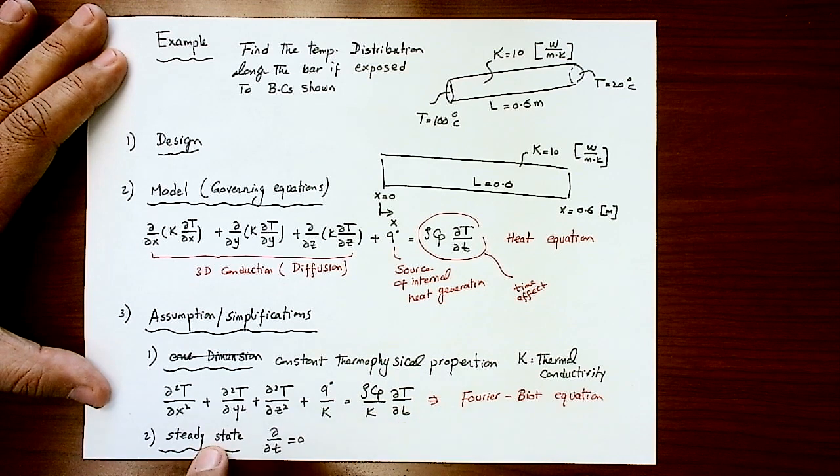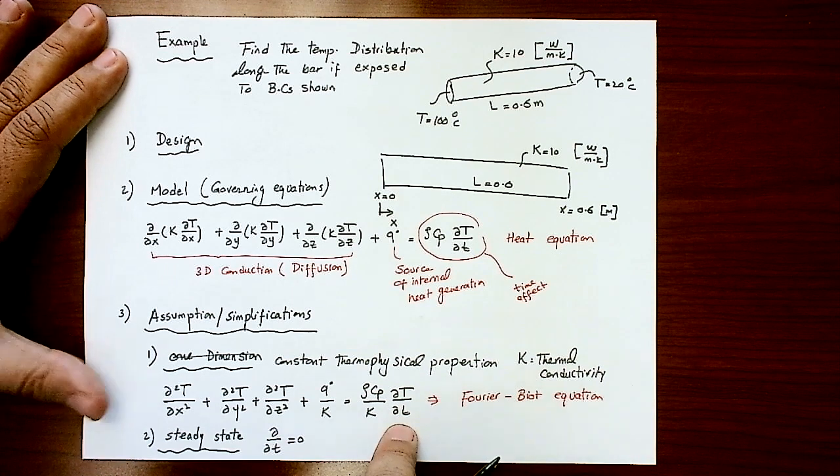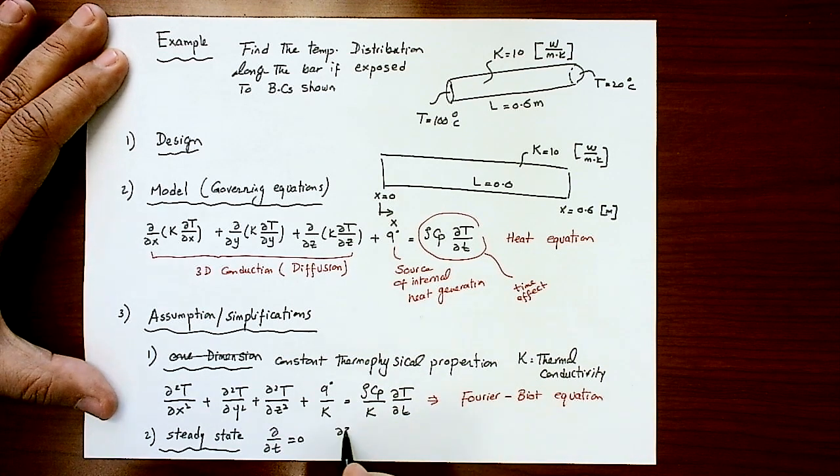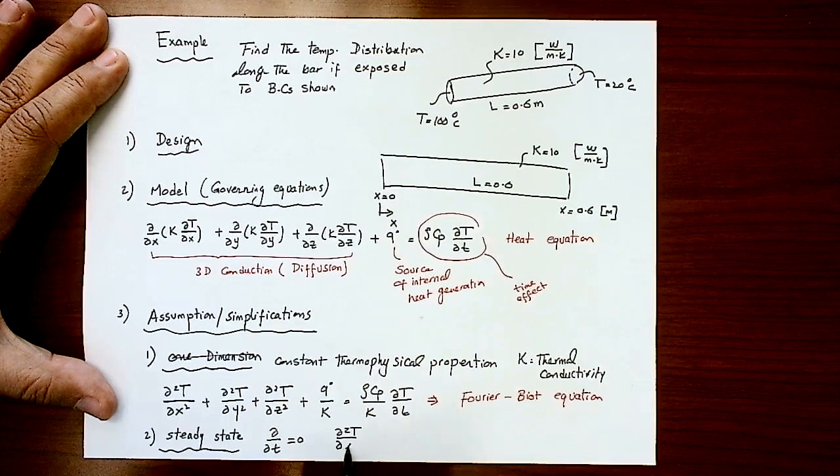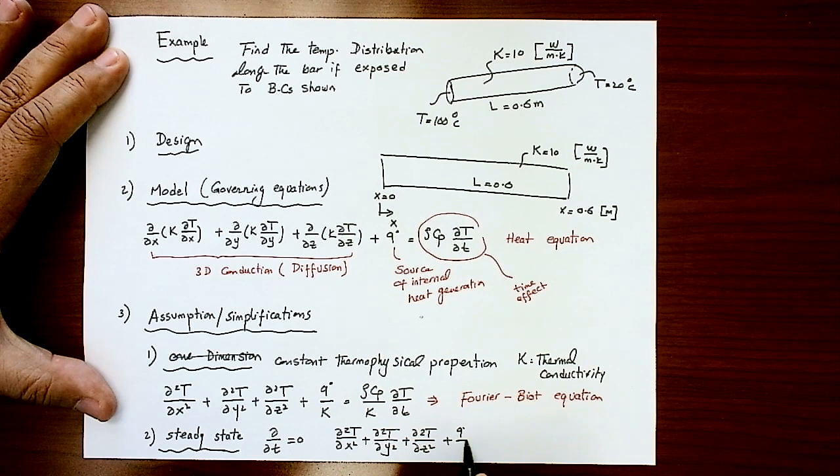What is the opposite of the steady state? What we call transient, which means that time is accounted for. But we are simplifying the problem here, so I'm going to solve for steady state. So this term will cancel out. I will end up having partial 2T by partial x squared plus partial 2T by partial y squared plus partial 2T by partial z squared plus q dot over k equal to 0.